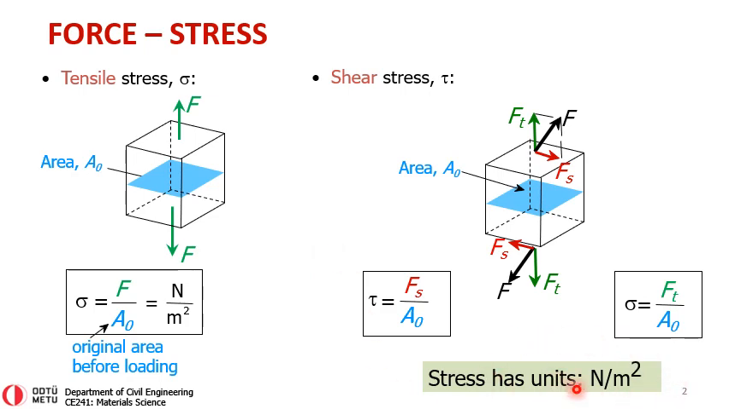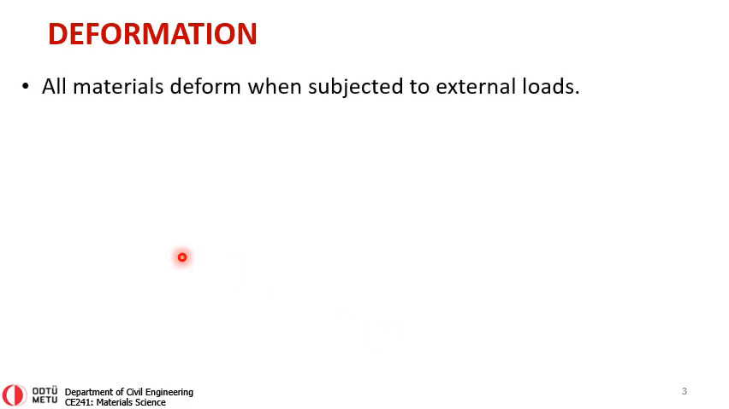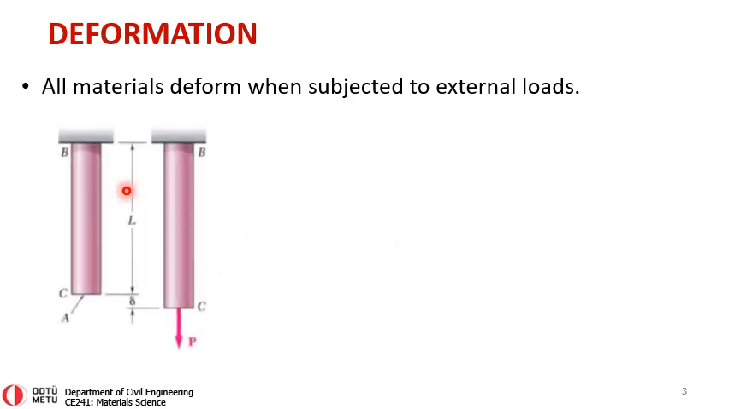And we have seen that the stress has units of newtons divided by meter square, or pascals, or most often megapascals as we use. Now, what's a deformation, what's a strain? Before we continue, we can say that all materials deform when subjected to some external loads. Like for this problem, we have a rod that's hanging down.